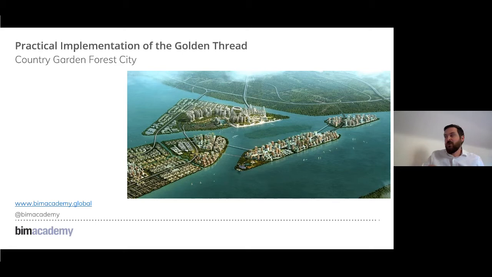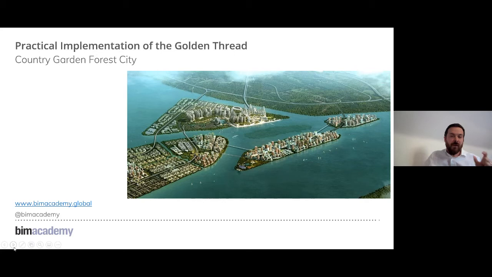So the first one to talk about is the Country Garden Forest City, where we were working for those guys for a couple of years now, looking at how we can implement a digital way of going from the very start of design and briefing all the way through into operation. Their long-term goal of that site is to manage the city, if you like, as a smart city. They're building £20 billion worth of new reclaimed land and residential and office space just off the coast of Malaysia.